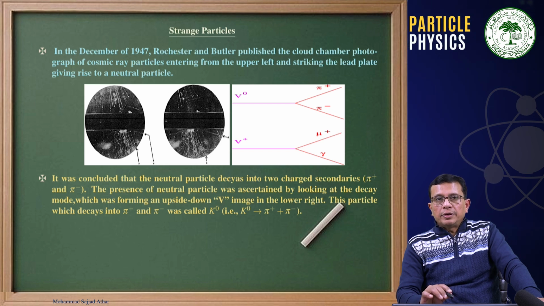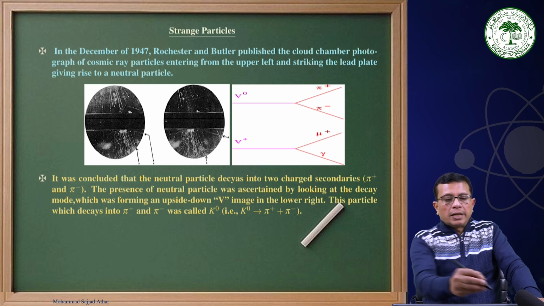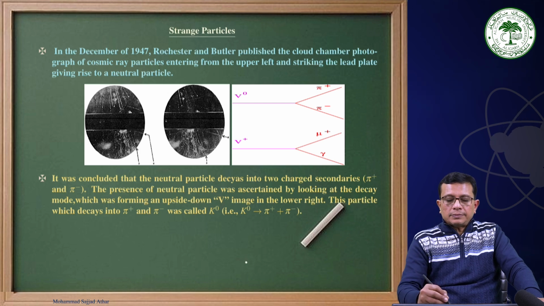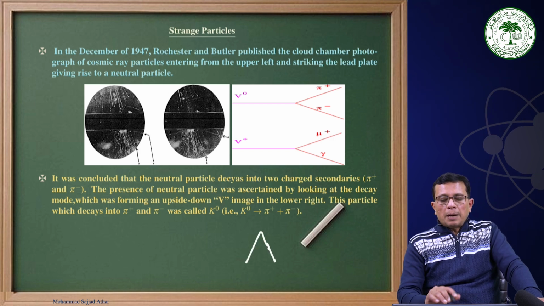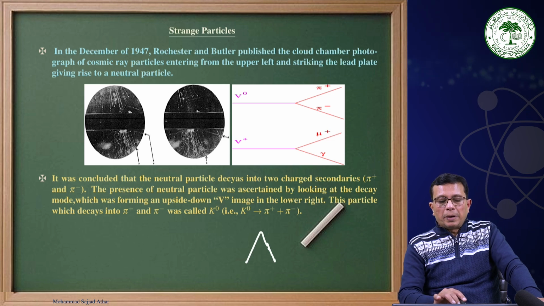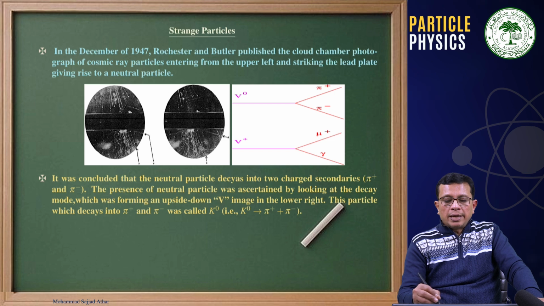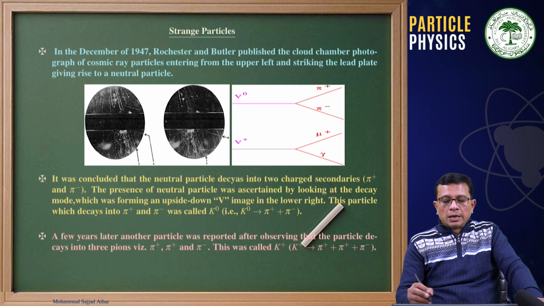The presence of a neutral particle was ascertained by looking at the decay mode, which formed an upside-down V, as we are showing here in the image in the lower right of the cloud chamber. This particle, which decays into pi plus and pi minus, was called K0.